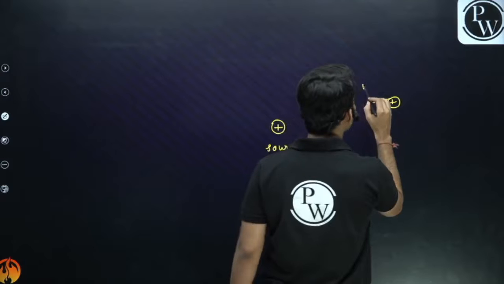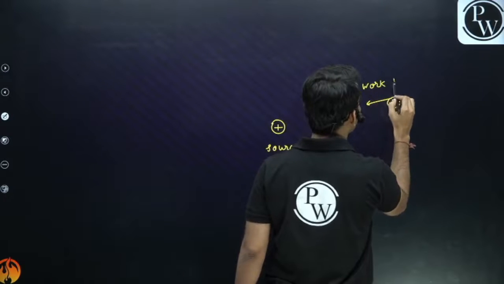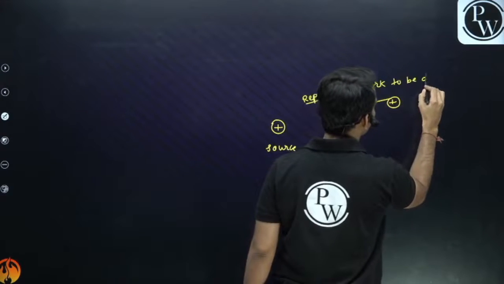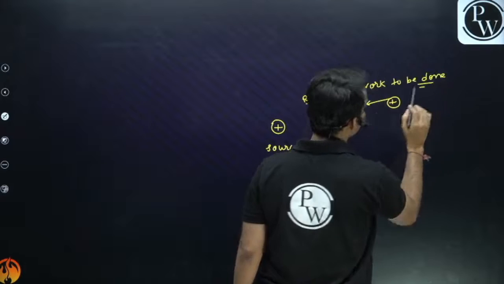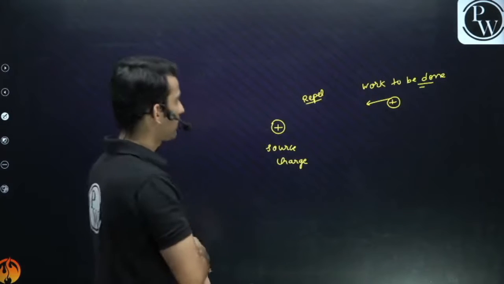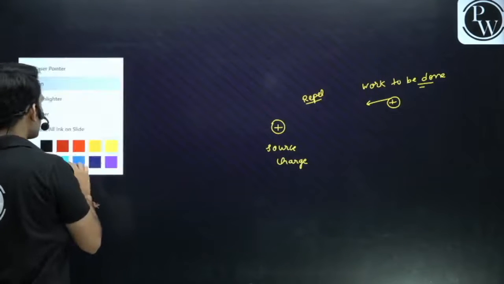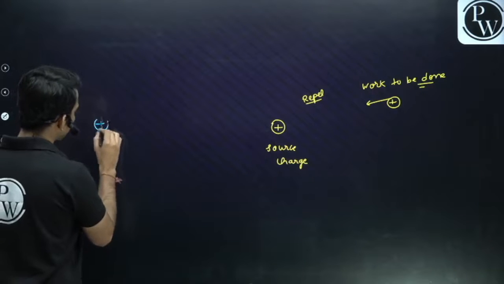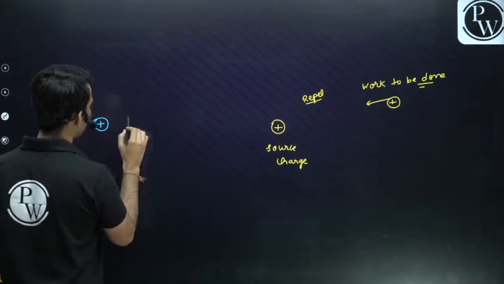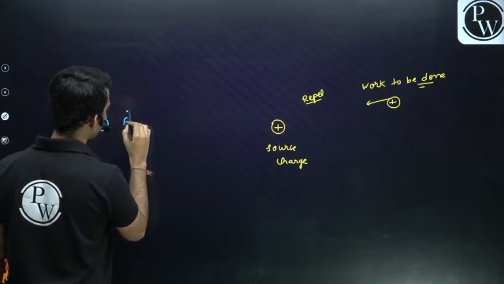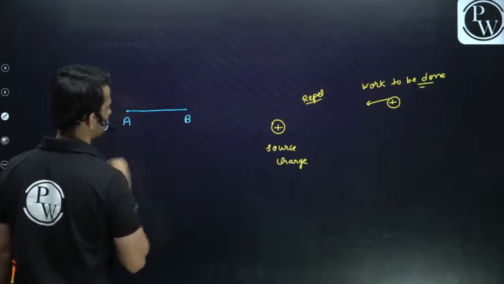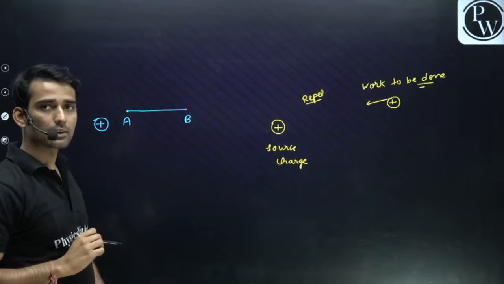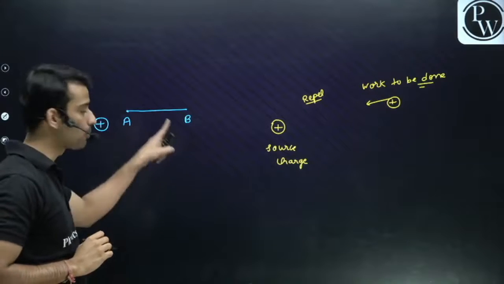So guys, certain work has to be done, right? What is the reason for this? See, suppose I take a positive charge and I want it to go from point A to point B. Will it flow by its own? No, it won't flow by its own.